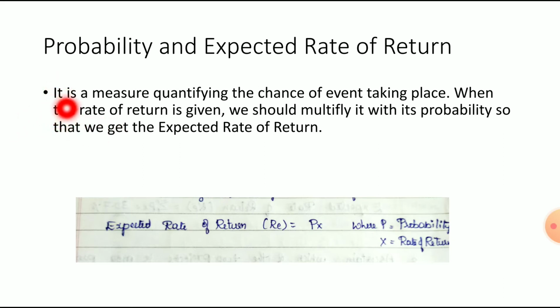Probability is a measure quantifying the chance of an event taking place. Probability tells you whether a particular event is going to happen or not. When the rate of return is given, we should multiply the rate of return with the probability, so we'll get the expected rate of return. The formula is RE is equal to summation PX, where P stands for probability and X stands for rate of return. You need to multiply probability with the rate of return, so you'll get P into X.